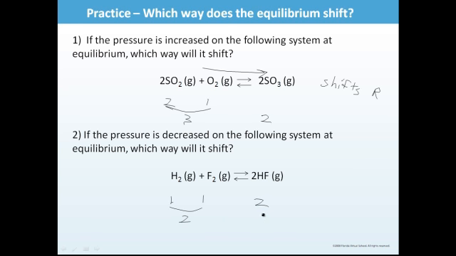I have equal amounts. When you have equal amounts of moles on both sides, it does not matter whether you increase or decrease. There's going to be no shift because it's not going to matter. If I push it to the right, I still have 2. If I push it to the left, I still have 2. So there is no shift, since 2 equals 2. This is a unique situation that you occasionally come across, so that's why we put it in here for you.